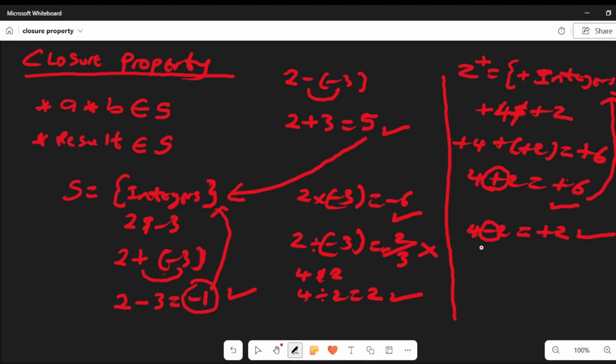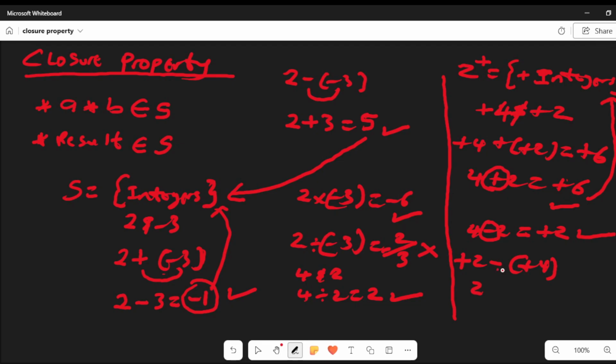Unless, for example, in the subtraction, the first number is smaller. Suppose we are given plus 2 and plus 4. Yes, plus 2 minus plus 4.